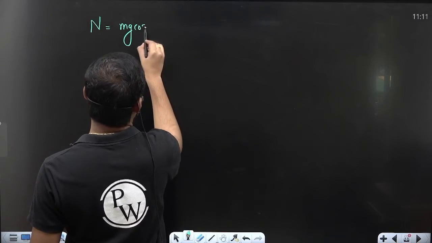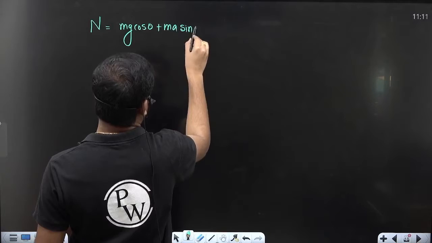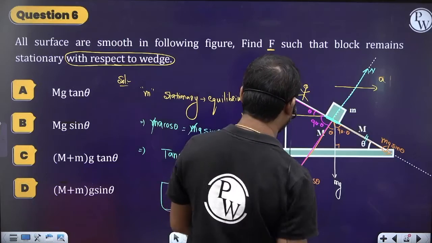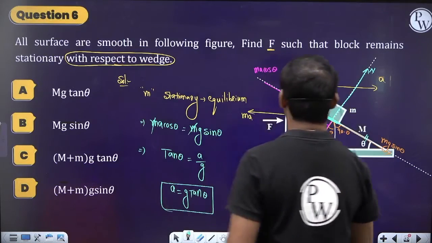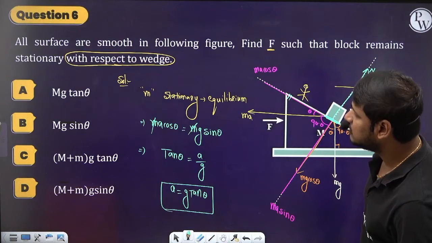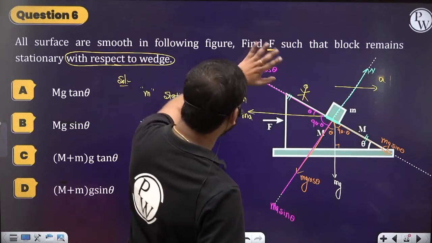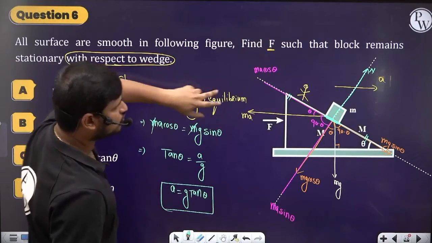And then ma sin theta, ma sin theta. So mg cos theta, yes or no? Yes. So the normal is balanced by mg cos theta plus ma sin theta. So what do we have to find actually? We have to find the force F. So what is the force F?